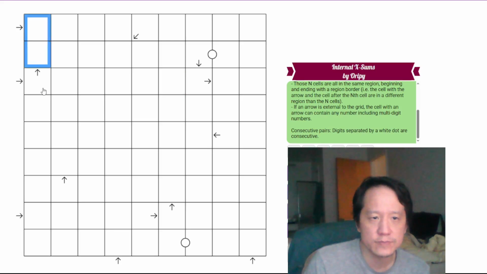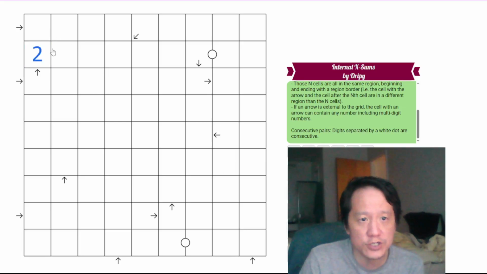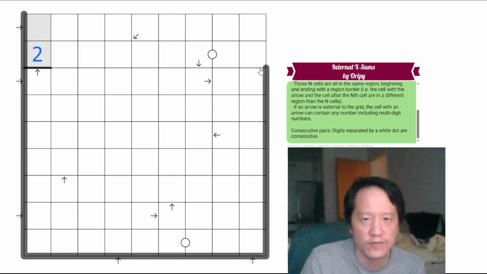This must be the sum of two digits. It cannot be 1. If it were 1, this would then be a sum of one digit, which would have to only be 1. So this is 2. This is the same region. So this has to be a different region. So we have a light region here. Obviously, the edge of a grid is a different region too.